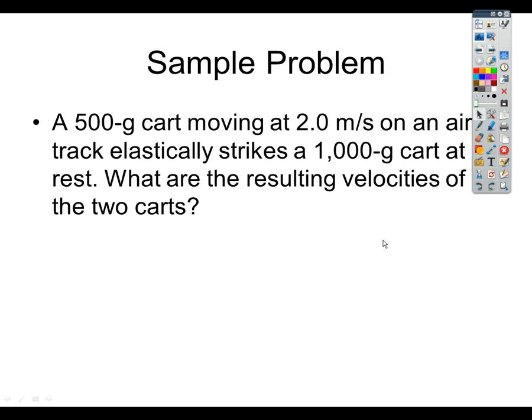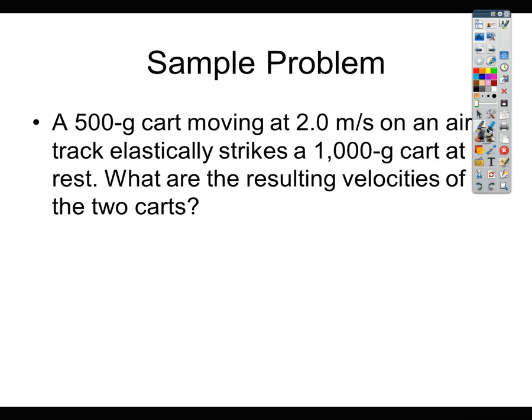You have a 500 gram cart. It's moving at 2 meters per second on an air track. It elastically strikes a 1,000 gram cart at rest. What are the resulting velocities of the two carts? So we want to know how fast are the two carts moving. This one's a little bit more involved.